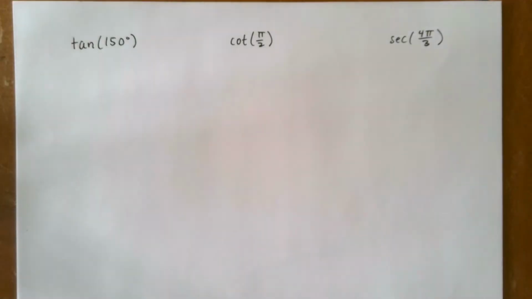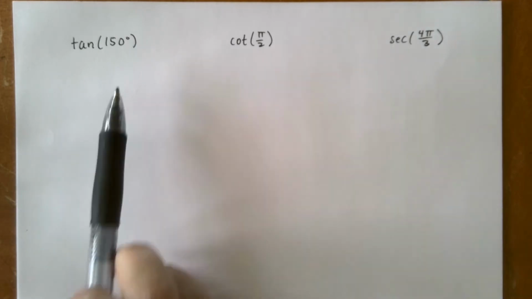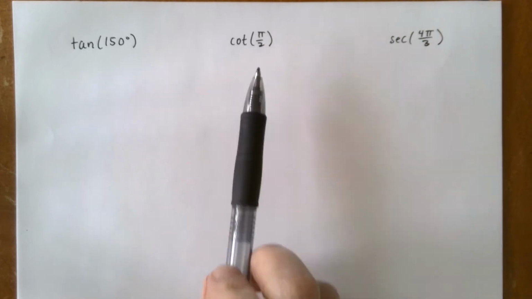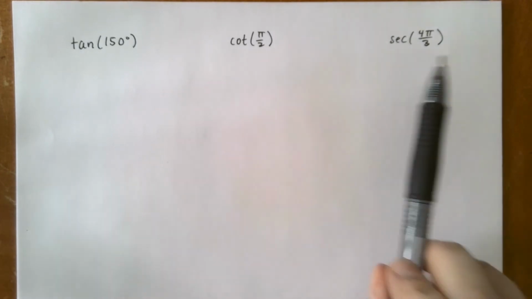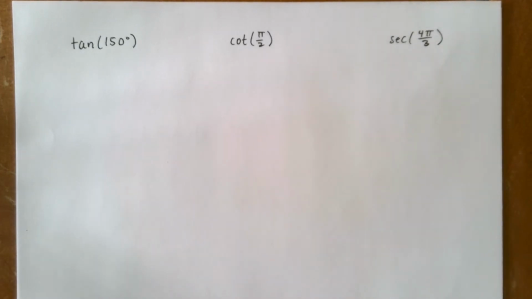Hi there! In this video I'm going to do the 3 examples in the other trig functions section. So we're going to do the tangent of 150 degrees, then the cotangent of pi over 2, and the secant of 4 pi over 3. So we'll start with the tangent of 150 degrees.